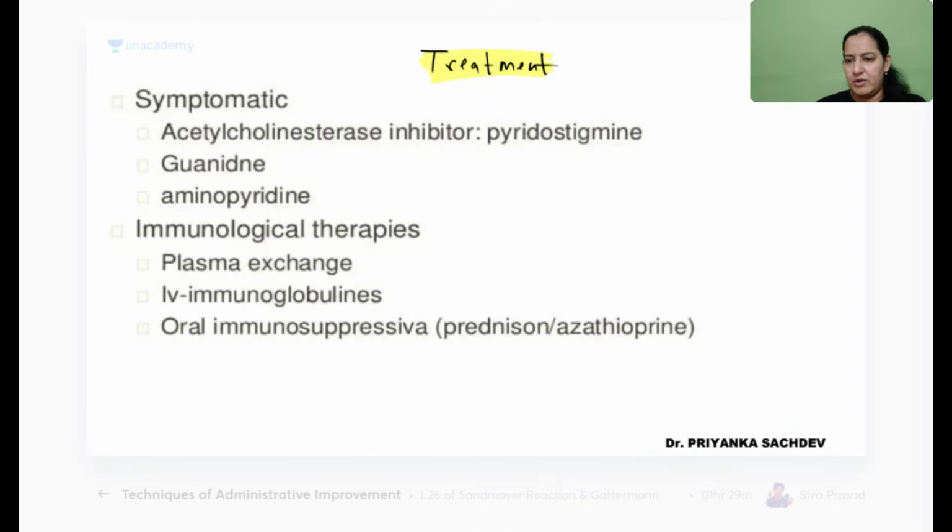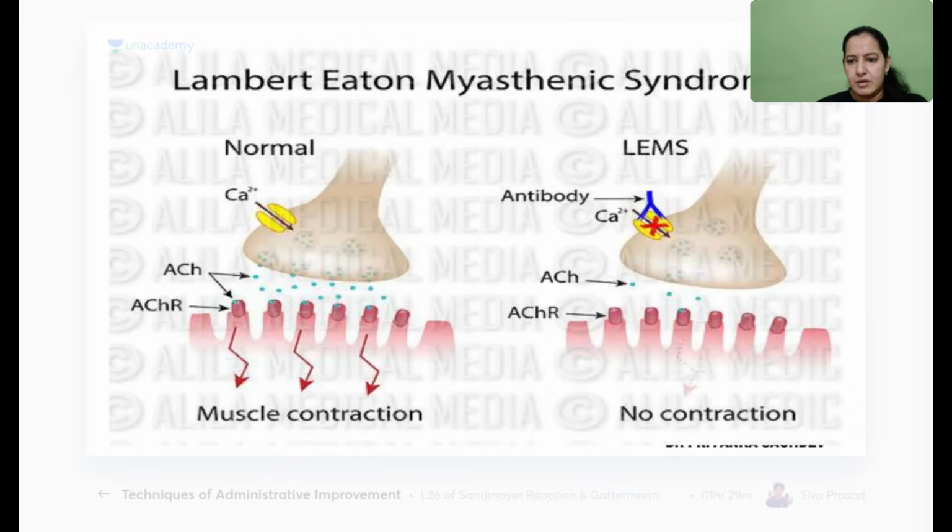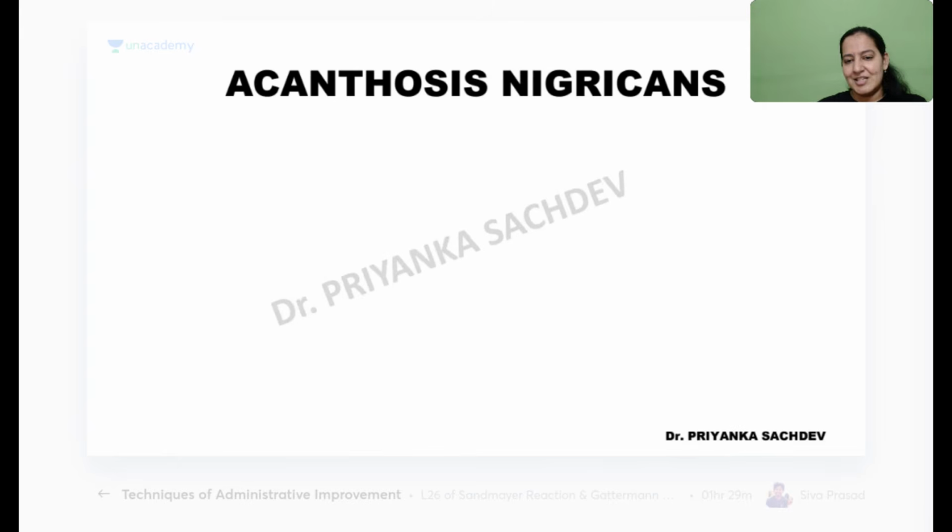You know what is lamps. You can read it on your own. Treatment. And there are some dermatological conditions also which present as paraneoplastic syndrome, especially acanthosis nigricans.